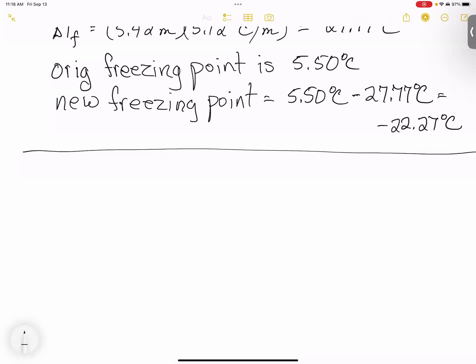Any questions about freezing point depression or boiling point elevation? Okay. Then let's look at the other vapor pressure. Boiling point always will increase. Freezing point will always decrease.